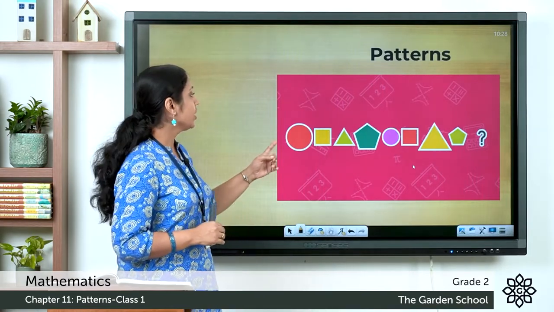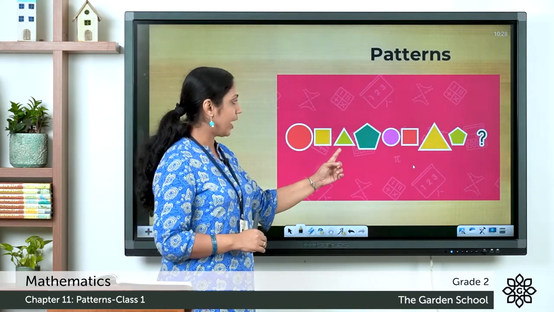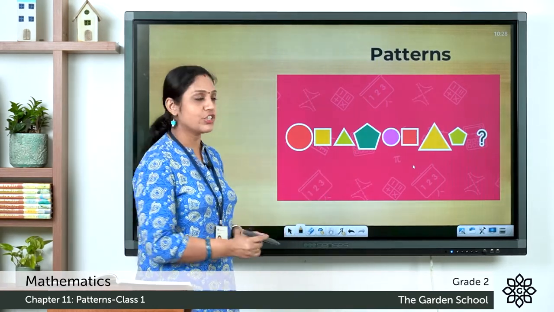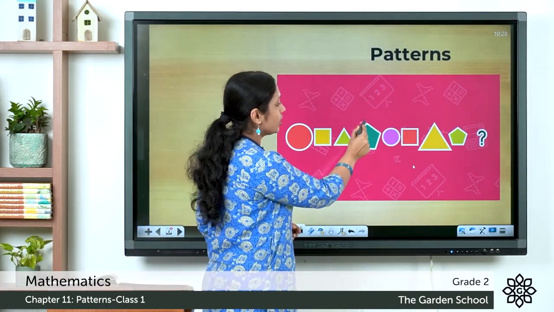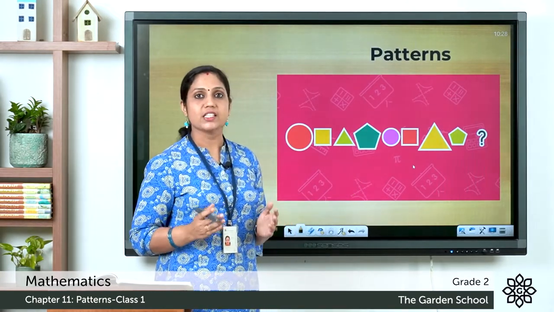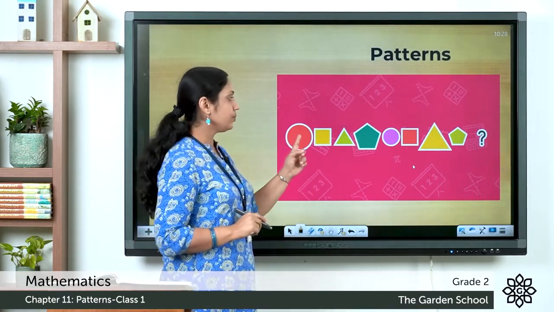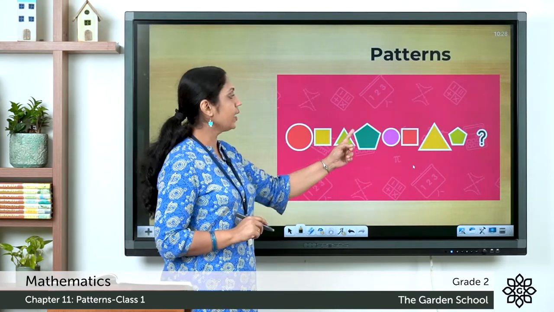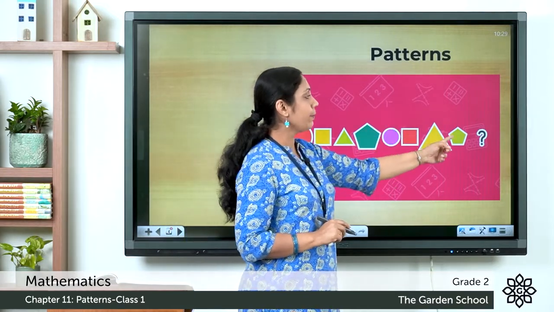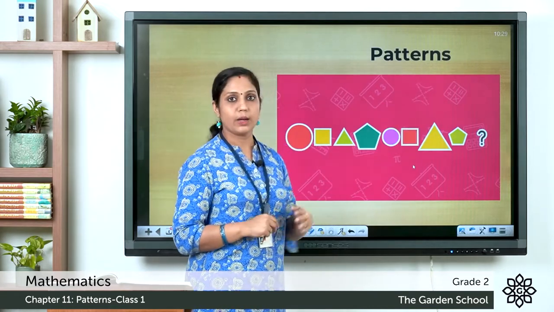Let's look at it. First, you can see a circle, then square, triangle, and you know what is this shape? Let's have a look at the sides of the shape. The shape has 1, 2, 3, 4, 5. A shape which has 5 sides is called a pentagon. So this shape is a pentagon. So again, let's see, circle, square, triangle, pentagon. And again, see, circle, square, triangle, pentagon. So this sequence is repeating. Now we have to find out what has to come next, right?